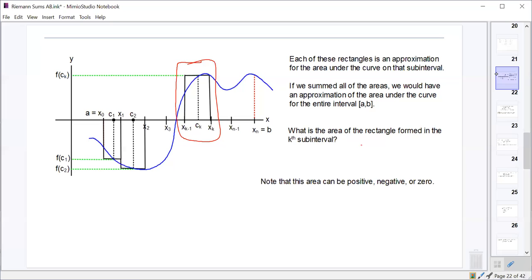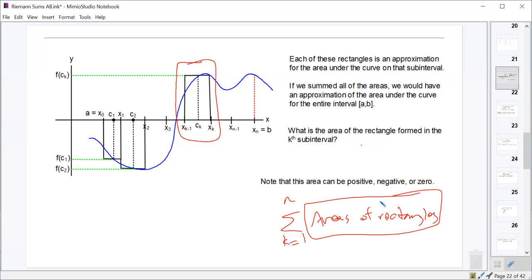So perhaps if I wanted to find the area underneath this curve, we could say, let's sum together all of the areas of the rectangles. We're going to sum together from the first area of a rectangle to the nth area of a rectangle. Good? That's what we want to try to do.